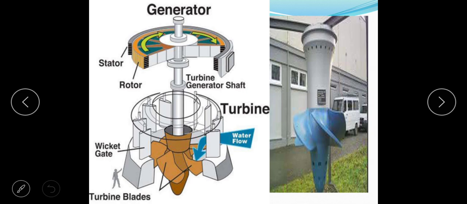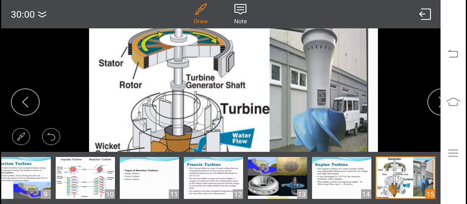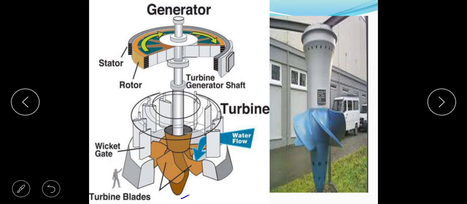These are the various parts of the turbine: stator, rotor, turbine generator shaft, this vertical one, then turbine blades which are provided. These are the blades, and wicket gate, etc. are shown in the figure.